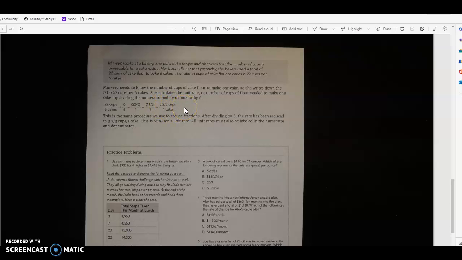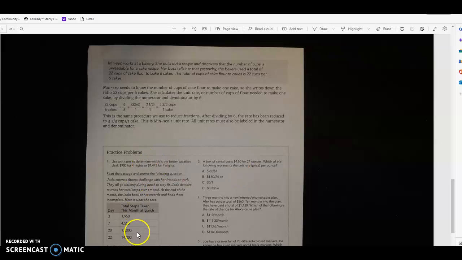Now, in the previous example, I said we cannot write a ratio as a mixed number. But the numerator can be a mixed number, or the denominator can be a mixed number. Just the whole ratio cannot be a mixed number. So all unit rates must also be labeled in the numerator and the denominator with their units of measure. Once you understand how to do this and how to simplify a ratio, almost exactly like you would a fraction, then you should be ready for your practice problems.